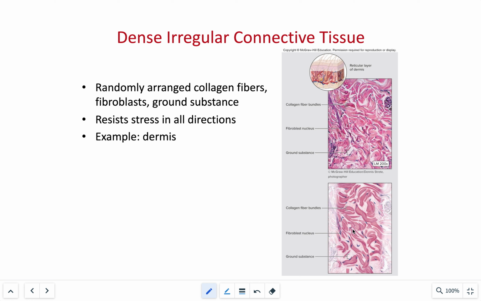We see that the connective tissue forms an interwoven network. So the collagen fiber bundles are a mesh work in no consistent pattern. With this, we see it can withstand stress in multiple directions. We see this, as the chart shows, in the dermis of the skin. We also see this in the perichondrium covering and also organ capsules.